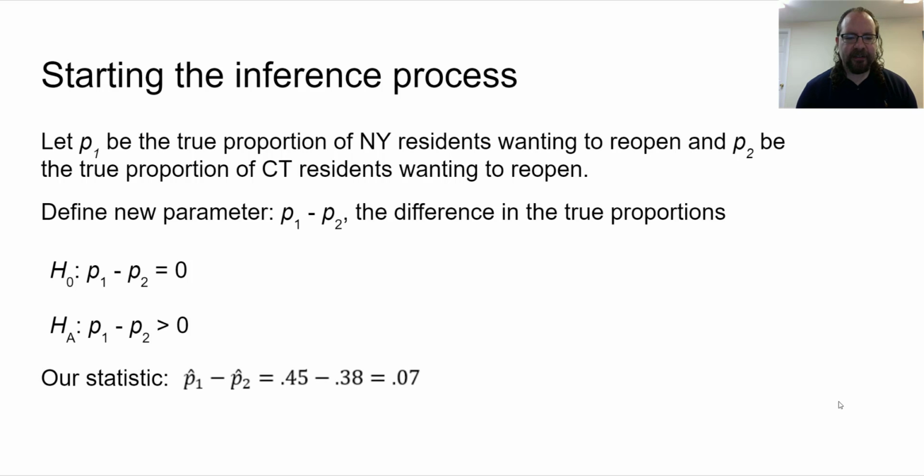Our statistic is going to be the difference in the proportions that we got, and it was 45% minus 38%, which gives us 0.07 as our sample statistic here. And the problem did not give us an alpha level, so for our purposes we'll say it's 0.05, which is a good default alpha level for inference if you're not given an alpha level.